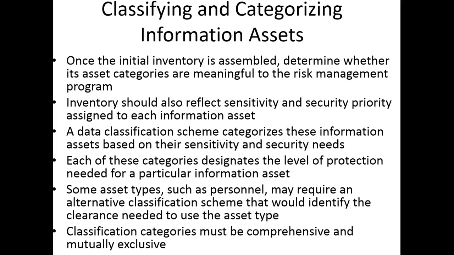A data classification scheme could be developed that categorizes these information assets based on their sensitivity and security needs. Sometimes we might actually have a classification such as confidential, internal, and public. Each of these classification categories designates the level of protection that's needed for a particular information asset. Some asset types, such as personnel, may require alternative classification schemes.